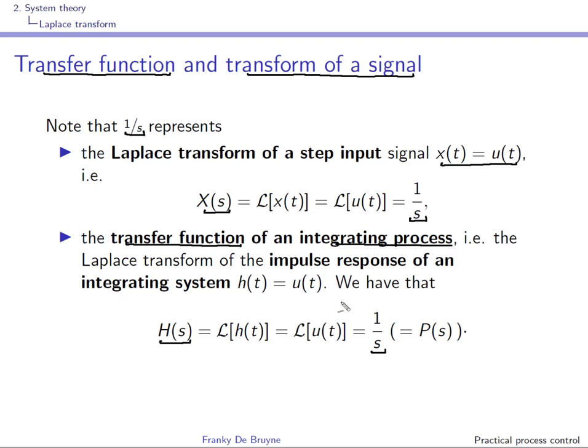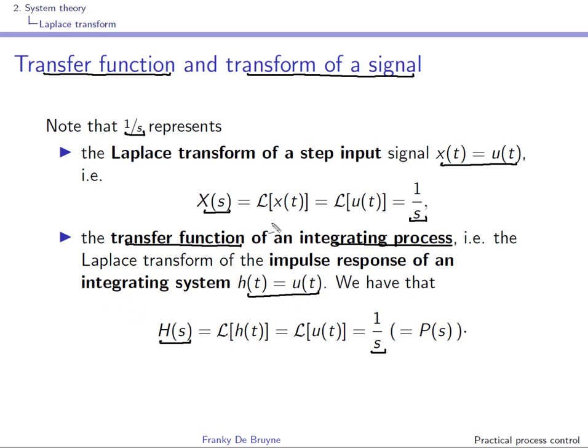Why? Because h(t), the impulse response, is a unit step. So you put an impulse at the input and you have a unit step at the output. So the unit step is the integral of the impulse, the Dirac impulse. So indeed this process has integrating characteristics.